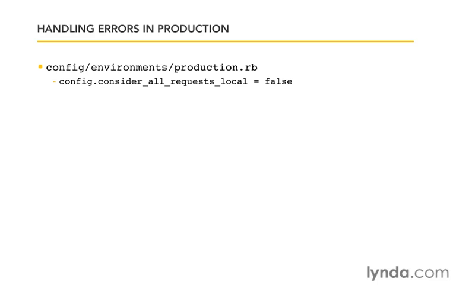There's a configuration for consider all requests local, and by default for production, it's set to false. In development, it's set to true, and that's what displays those error pages in development for us. But if we set it to false, then it won't show those errors in the browser, and instead, it will show error pages to the user.